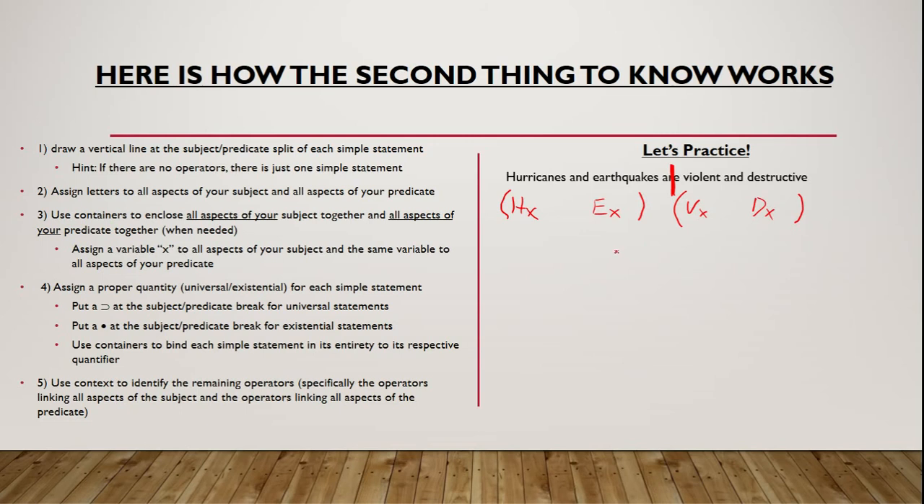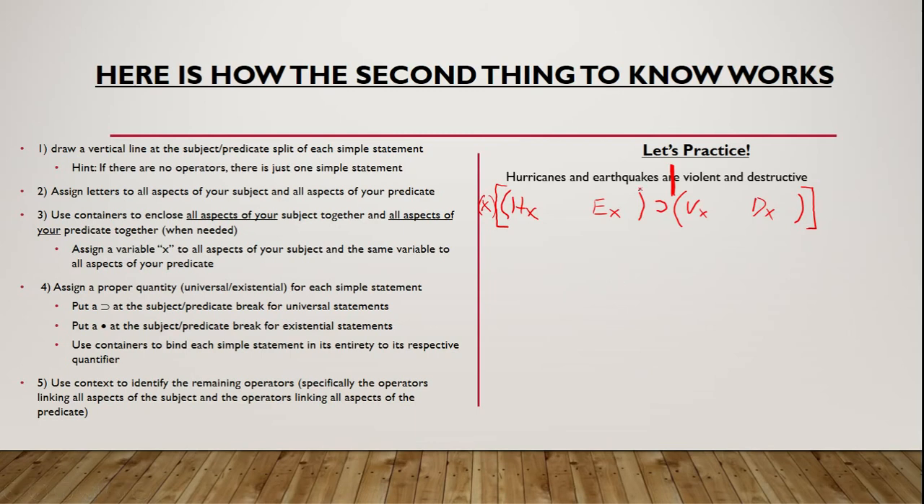Number 4, assign a proper quantity, universal or existential, for each simple statement. It strikes me here that it's saying all earthquakes and hurricanes are violent and destructive, so we're going to use a universal quantifier. Then the next step, we're going to take that universal quantifier, we're going to put a horseshoe at the subject predicate break. And we're going to use containers to bind each simple statement in its entirety to its respective quantifier. So we're going to treat this again as a single simple statement, even though I understand you could break it up into 4 simple statements if you really wanted to. So now we've bound everything to that universal quantifier.